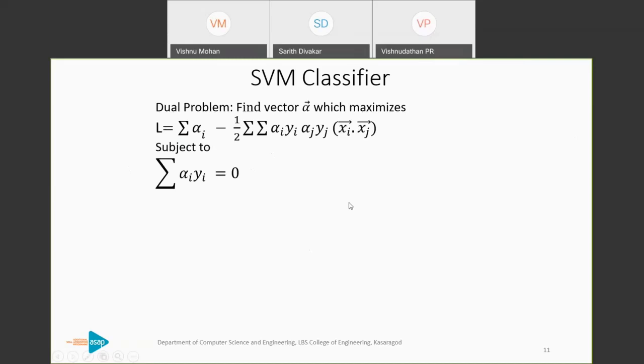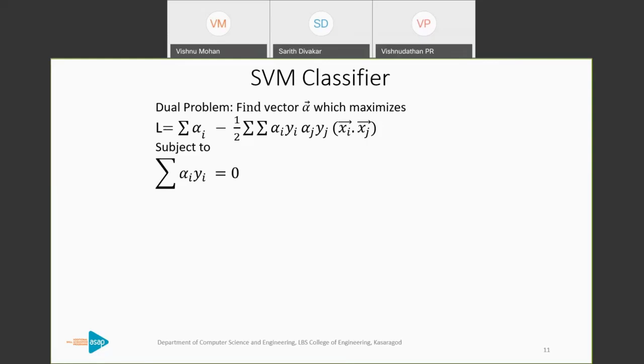This is the condition. As I said, this problem can be solved by many other methods also. But why are we insisting on Lagrange multipliers? The reason is that you just have to take the dot product of two samples. This will be more useful when we go to higher dimensions, especially when you have problems which are not linearly separable.